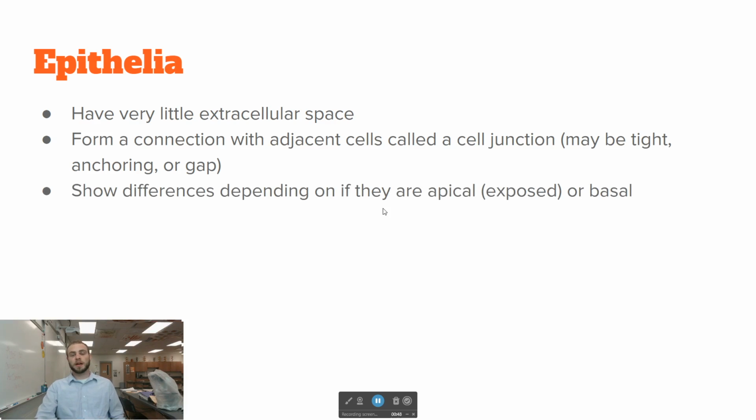They're going to show a difference depending on if they are on the apical surface or if they are a basal epithelia. So the apical epithelial cells are going to be those that are near whatever you might be exposed to. So for your skin, that's going to be the external environment. That might be in your digestive system. That might be what's exposed to the actual cavity, the lumen of your digestive system. Might be towards the inside of a blood vessel. That's all going to be the exposed portion. Those are going to be the apical surfaces, and basal are going to be the opposite.